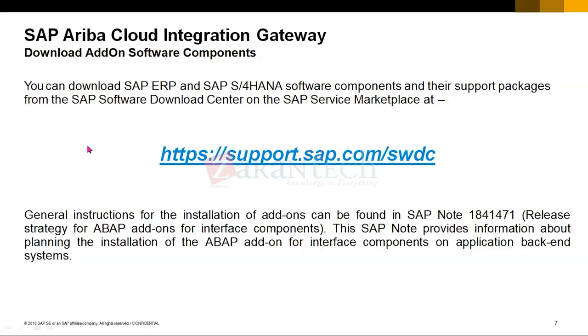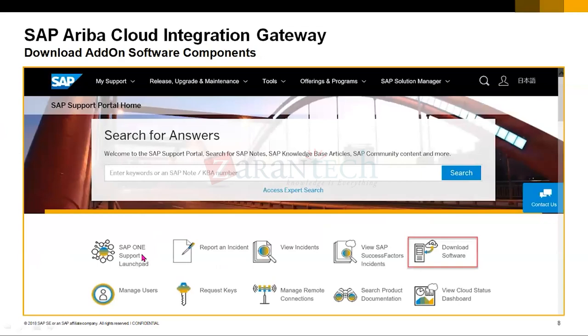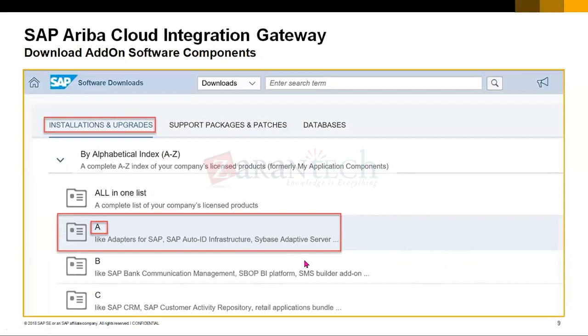And I believe this month, this screen is also getting changed a little bit. I'm not sure if you have seen that or not, because of the SAP ONE migration. But most of the information still remains the same. So you will be able to see one option there, that is Download Software. We have to go there and click on this download. Then it will give you this list under Installations and Upgrades. Since we are looking for the CIG Ariba specific add-on, we have to click on this A alphabet.